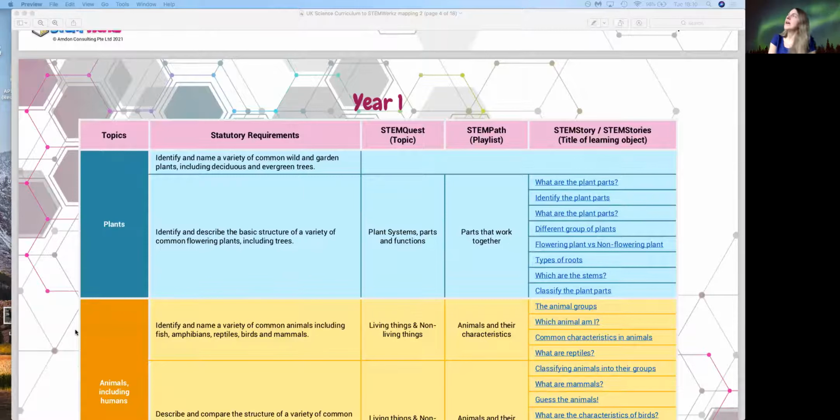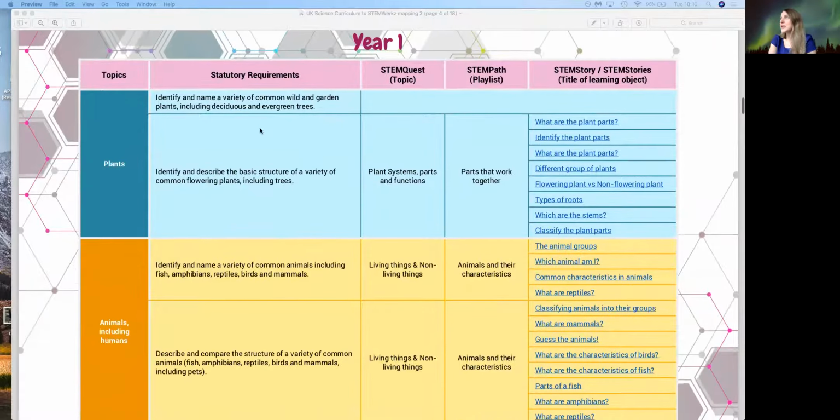So here we are, year 1. You have the different topics at the top. Here you have plants, for example, and then you have the statutory requirements. Those are the requirements set out by the UK government, which also correspond to the international government. If there are any other curriculum requirements that you want mapped in this way, then of course we can do that for you. Just get in touch and we'd be happy to do that.